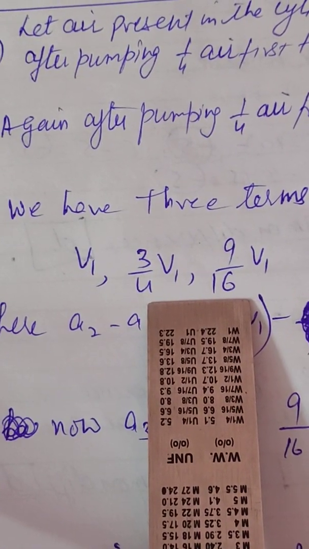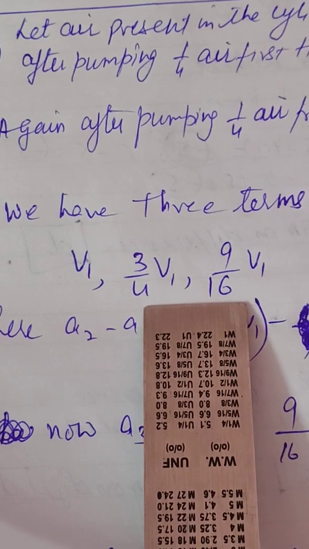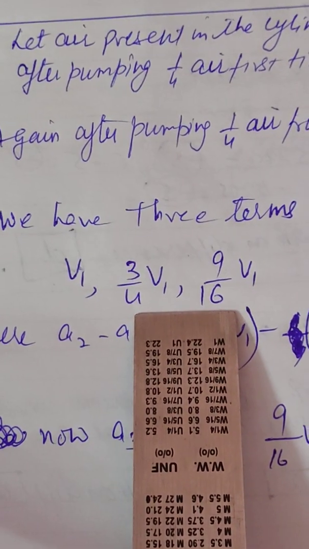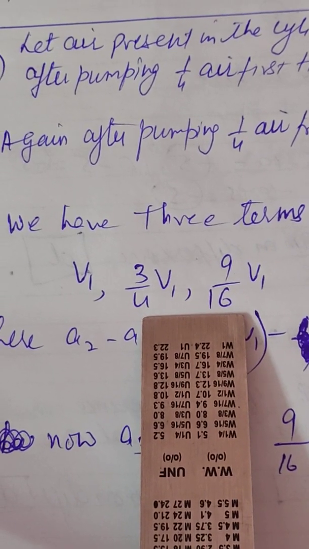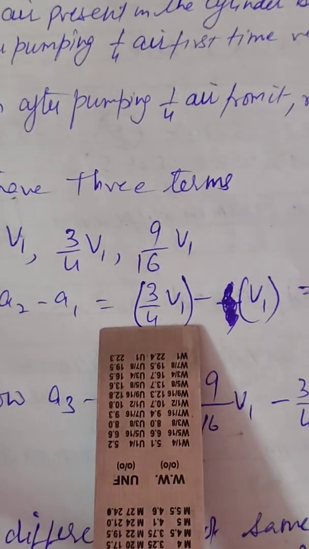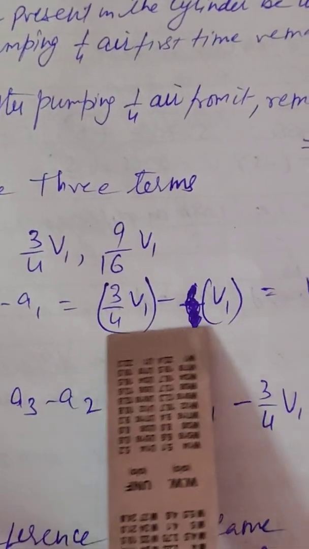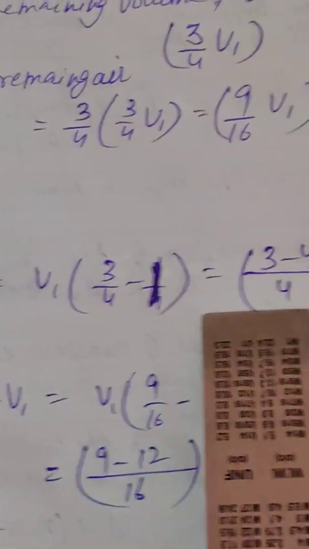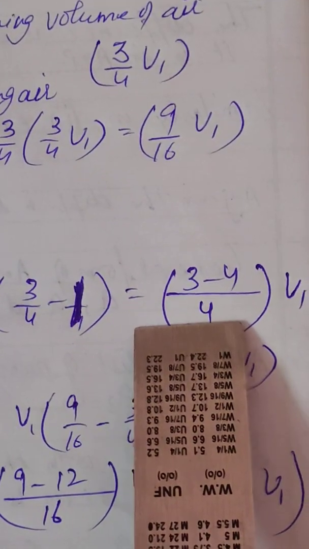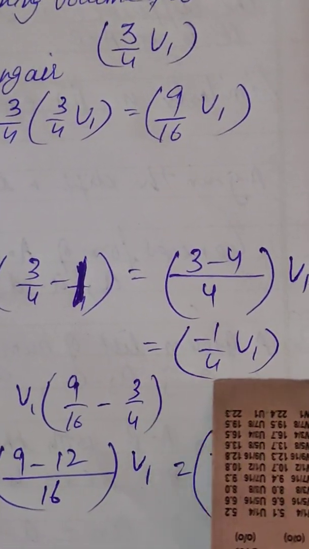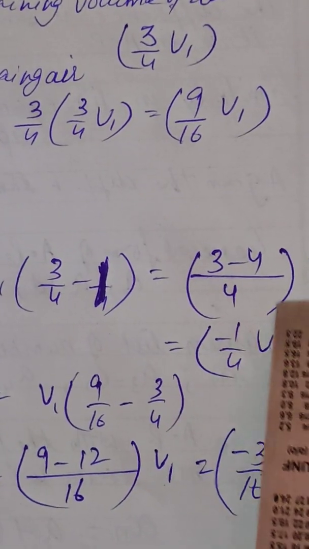How to do this? We can simply subtract the first term from the second term, the second term from the third term, and find out the difference. If that difference comes the same, this will maintain AP, otherwise it will not be in AP. Now let us check A2 minus A1. So 3 by 4 V1 minus V1. V1 is common, so we get 3 by 4 minus 1. When you solve it, it becomes 3 minus 4 upon 4 V1, which is minus 1 by 4 V1. So this is the difference of the second and first term.